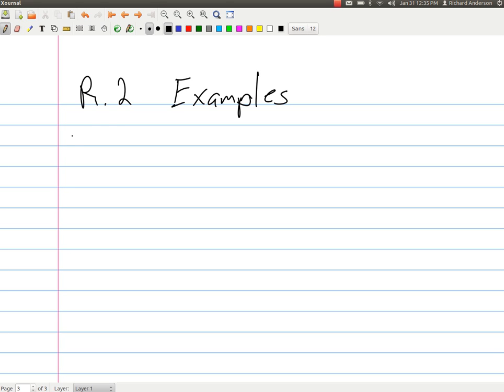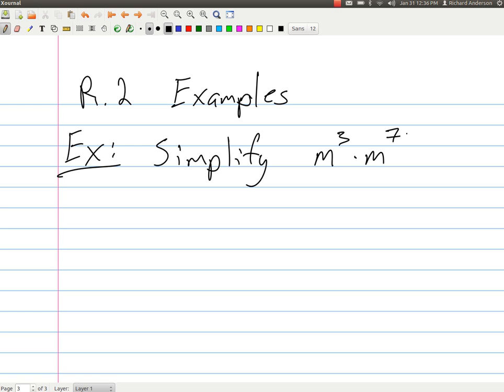Okay, now we're going to go ahead and move into some examples using the exponent rules that I just showed in the last video screencast lecture. So we are on now to part 2, and we'll take a look at using those rules that we just saw in some examples. Alright, for example, typically your directions will say to simplify, and then they'll give you a couple of things to multiply here. Like m to the third power times m to the seventh power.